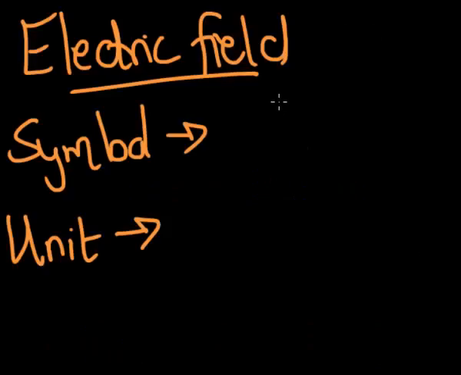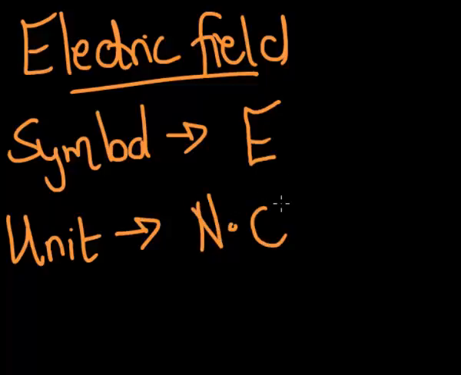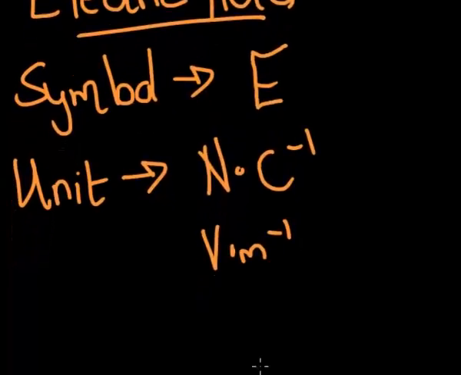Now our electric field symbol is a capital letter E, and the unit will in most cases be newtons per coulomb. Now note that newtons and coulombs are in capital letters. Later on you might also end up using volts per meter, just depending on the formula that you make use of.